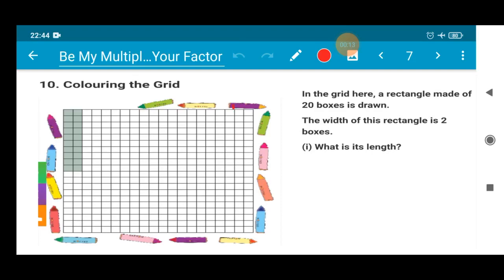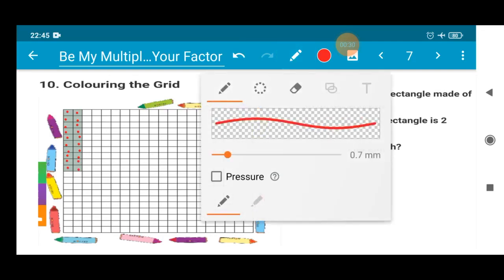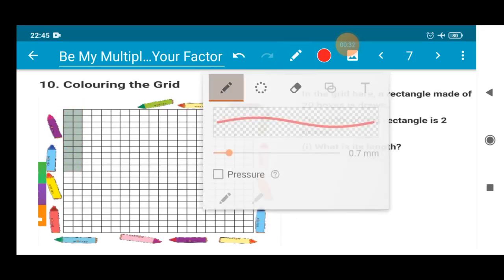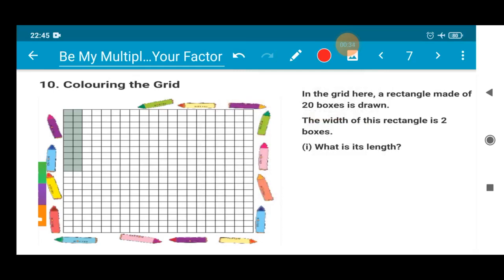In the grid here, a rectangle made of 20 boxes is drawn. Let us count: 1, 2, 3, 4, 5, 6, 7, 8, 9, 10, 11, 12, 13, 14, 15, 16, 17, 18, 19, 20. So using 20 boxes they are making a rectangle.